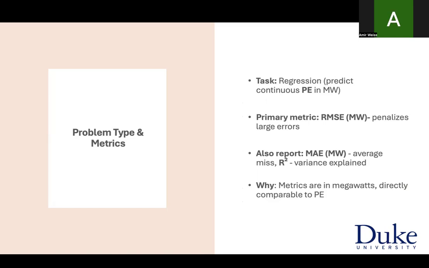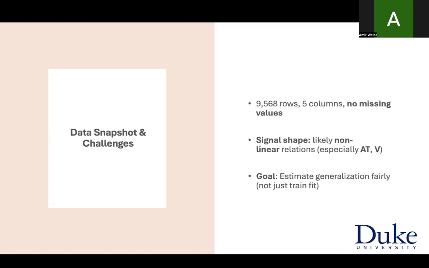Okay, so this is a regression task. So we need to predict continuous power output in megawatts. And I used RMSE as the primary metric because it penalizes large mistakes. It's reported in megawatts, so it's pretty easy to interpret. And I also show MAE as an average miss in megawatts, and R squared to indicate how much variance the model explains. Together, they give both accuracy in real units and overall fit.